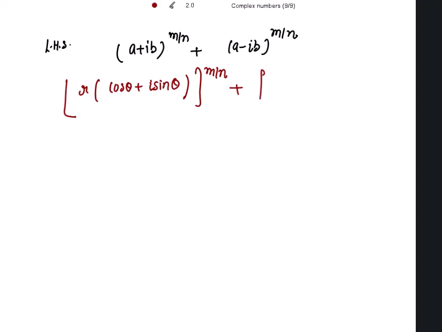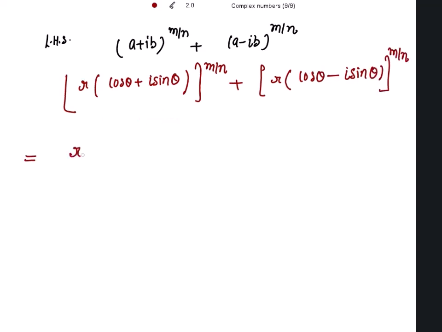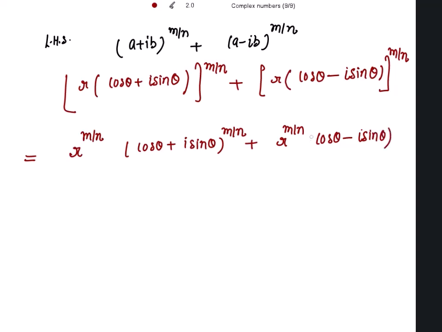Similarly, we can write the value of a minus iota b. You just need to replace iota with negative iota. So here I am having cos of theta plus iota sine theta, I need to write minus iota sine theta. That's it, the power m by n. So this becomes r the power m by n, and cos of theta plus iota sine of theta the power m by n, plus r the power m by n and cos of theta minus iota sine of theta the power m by n.